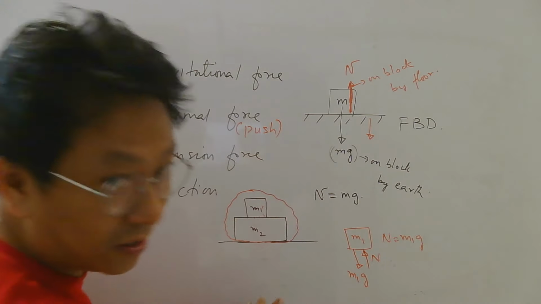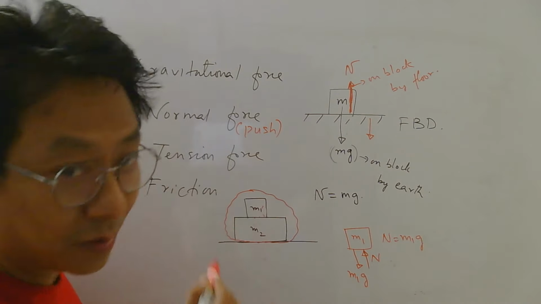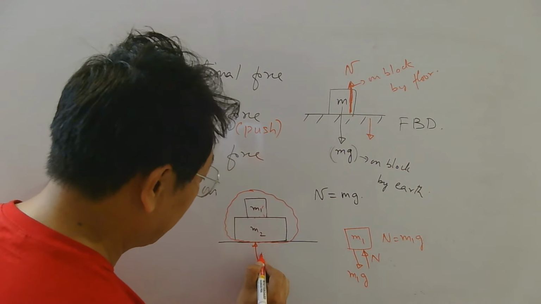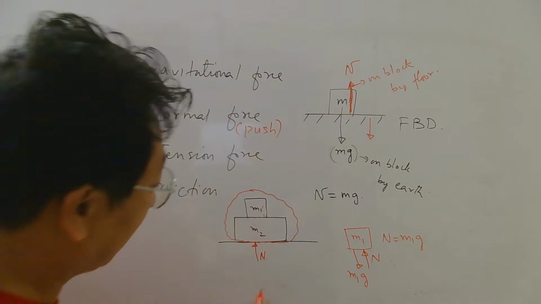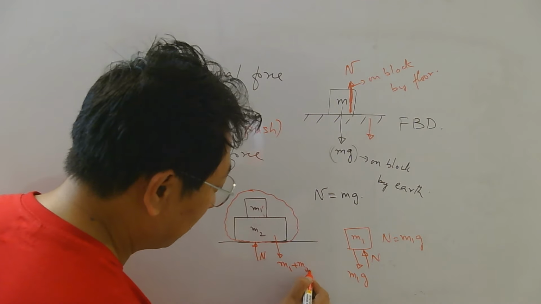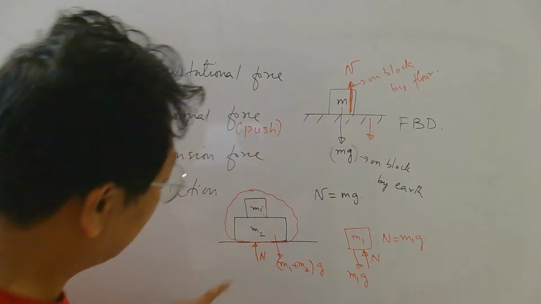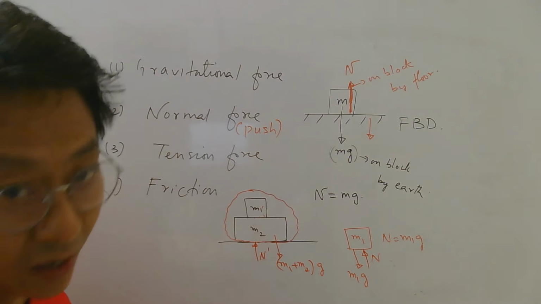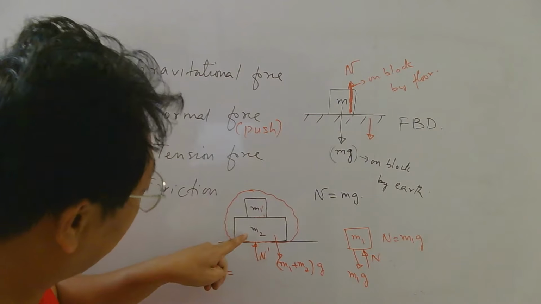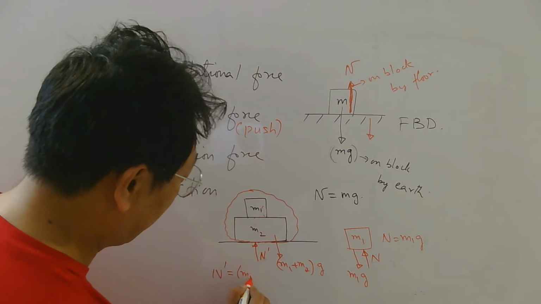Now the floor is external, right? If you choose this as the system, the floor is pushing up M2 with some normal force, and gravity is pulling the system down with what force now? (M1 plus M2) g. So here the normal force, if I say N dash, has to balance not only the weight of M2 but also M1.